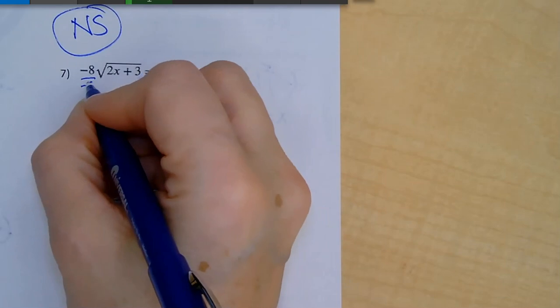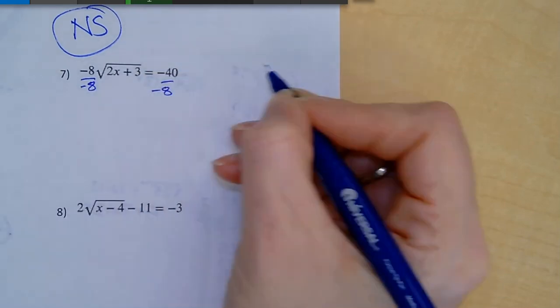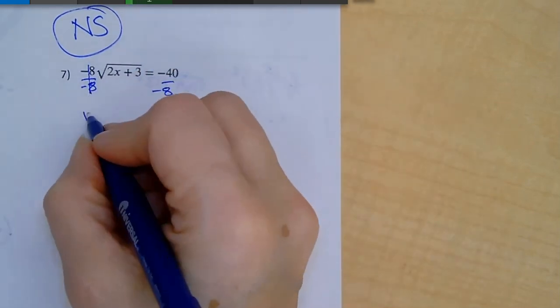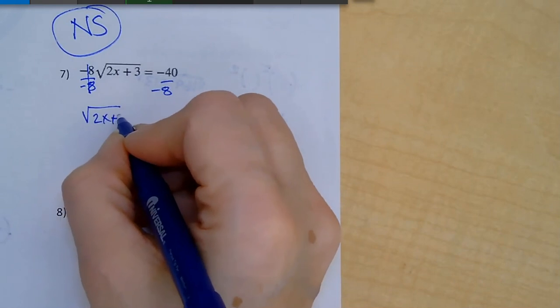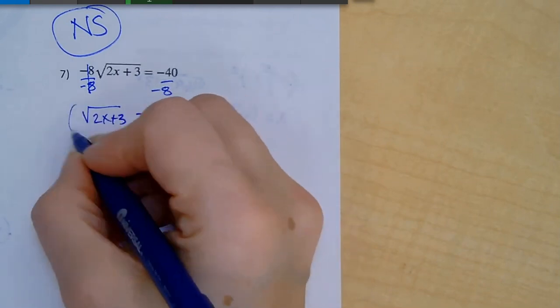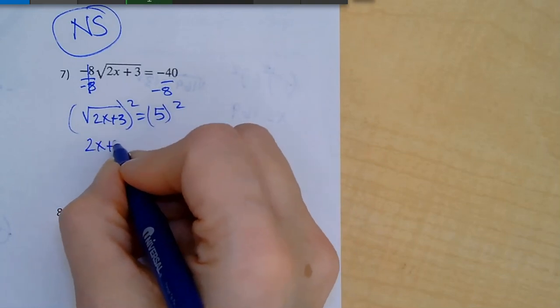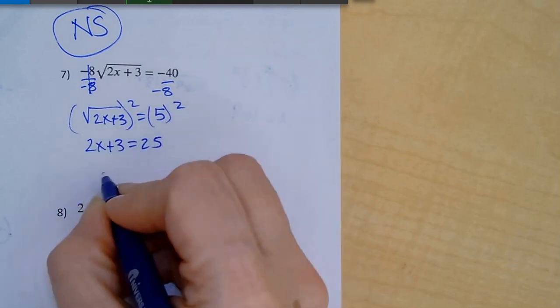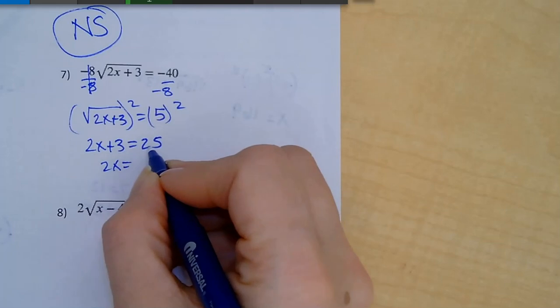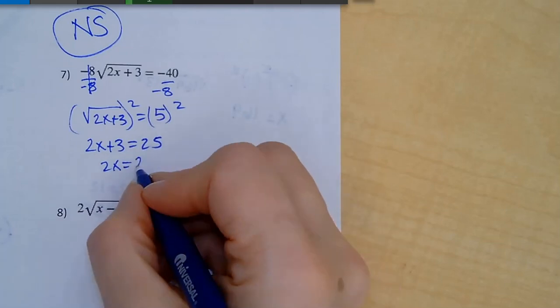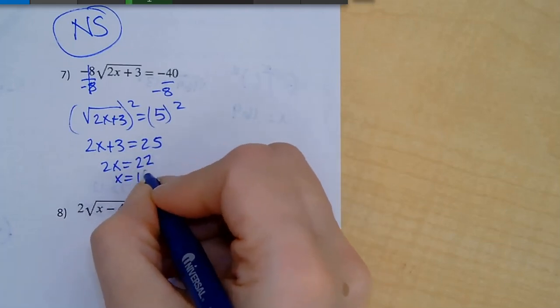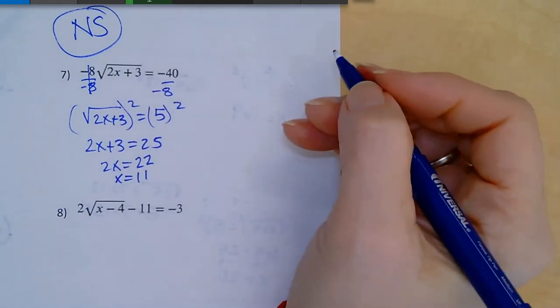All right, let's divide each side by negative 8 here. And so I get square root of 2x plus 3 equals 5. Now I'm going to square each side. So I get 2x plus 3 equals 25. 2x equals 25 minus 3, which is 22. x equals 11. I will plug it back in.